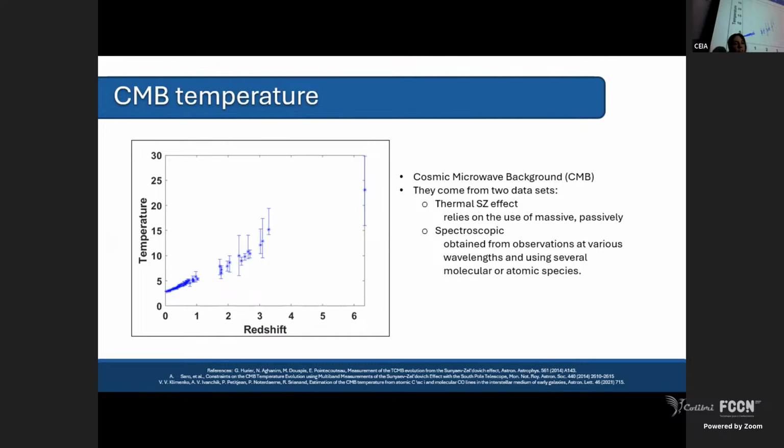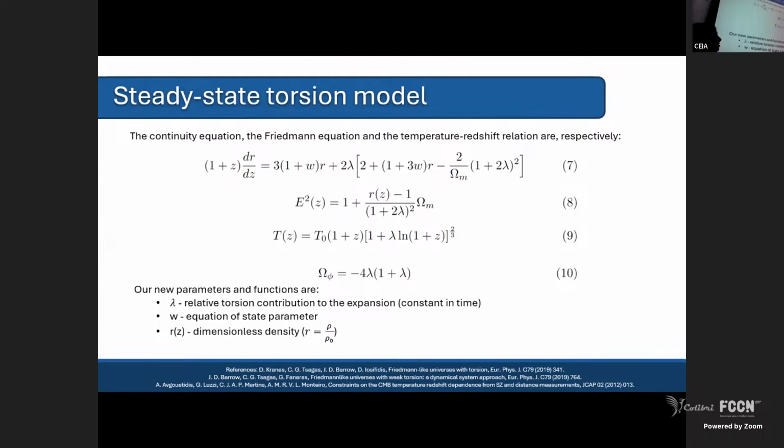So first, we'll see one model. This is the steady state torsion model. It is an extension of Einstein's general theory of relativity that includes a space-time torsion. Although it supposedly is a good alternative to lambda CDM, it's already observationally ruled out. So now we are giving it two new parameters.